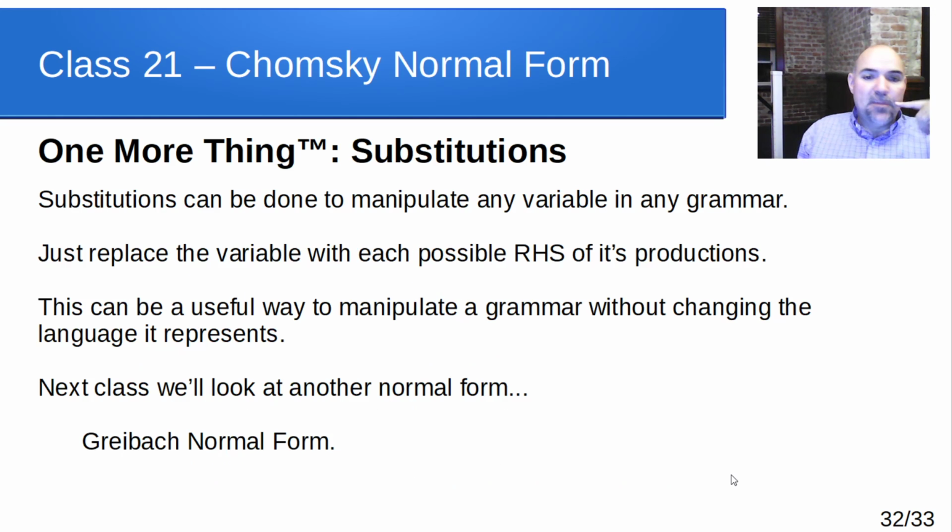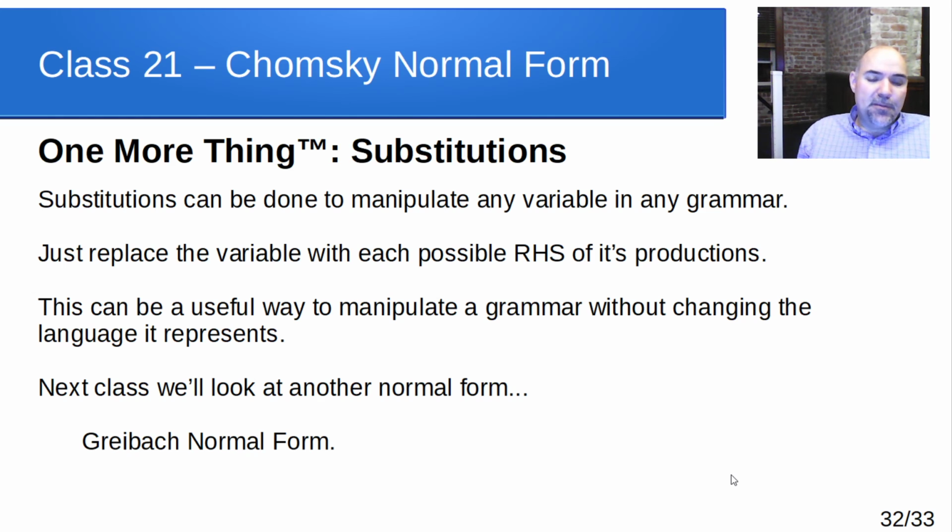So substitutions can be done to manipulate any variable in the grammar and get rid of it from the right-hand side of a production, as long as the left-hand side variable is not the same as the right-hand side. So we just replace the variable with each possible right-hand side of its productions. And that can be useful as a way to manipulate a grammar without changing the language it represents. So that will not change the language it represents, but it is a way to change the form around.